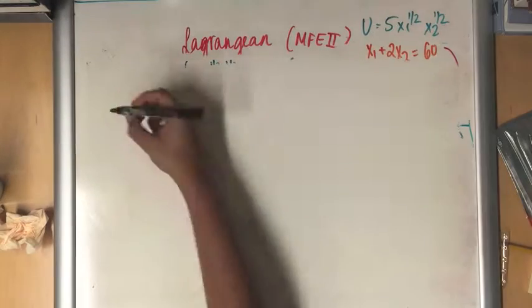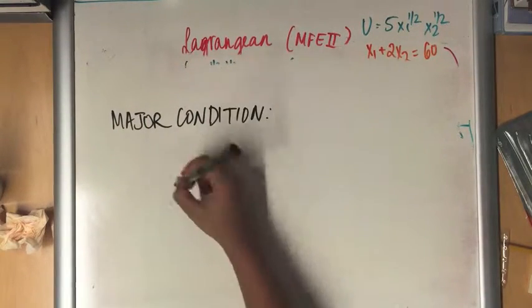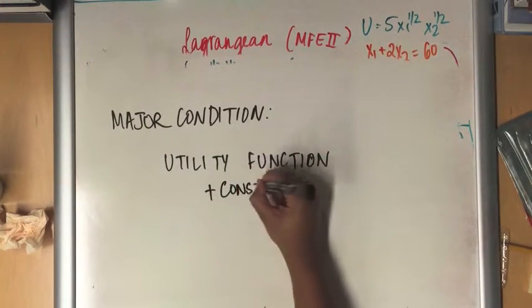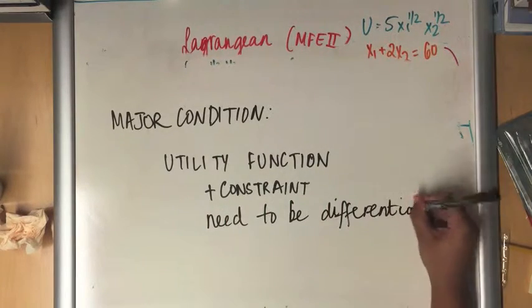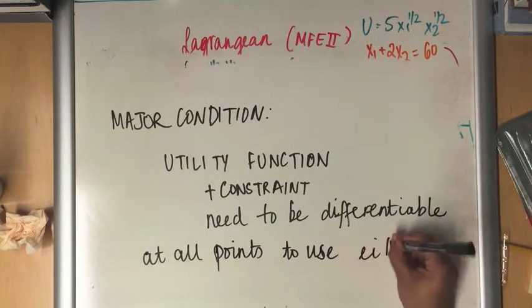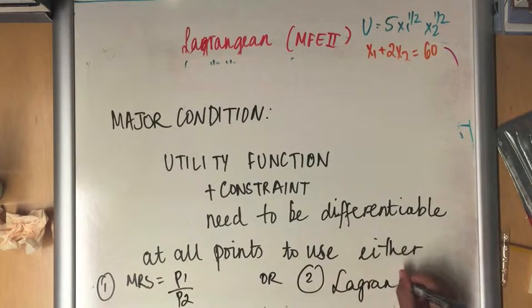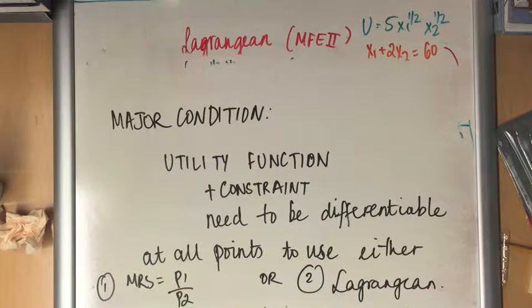A major condition is that the utility function and the constraint need to be differentiable at all points to use either the MRS equals slope or the Lagrangian. If they're not, the best way to solve the maximization questions is to go back to the basics and try to push your utility curve out while still touching the budget line.